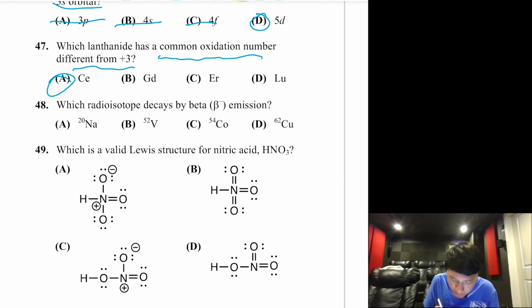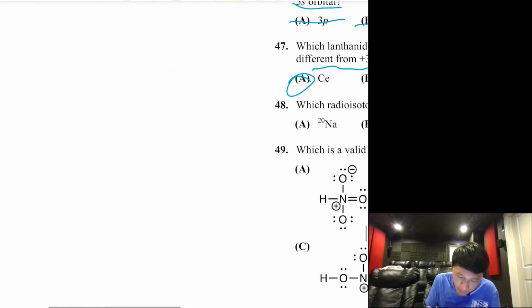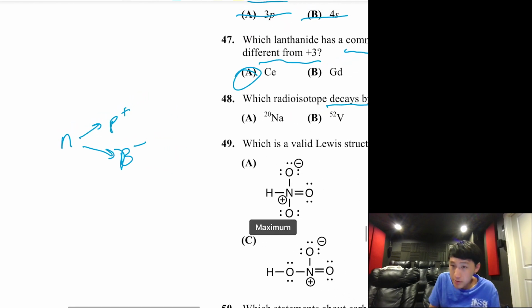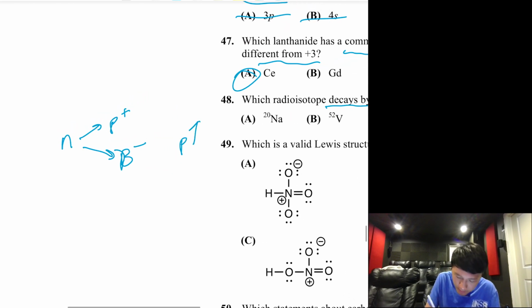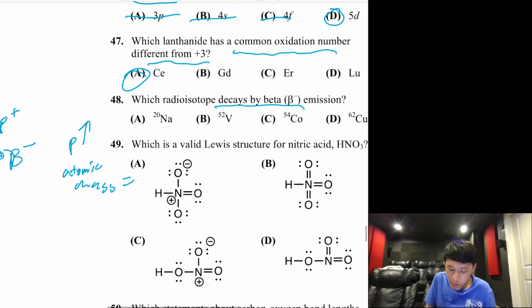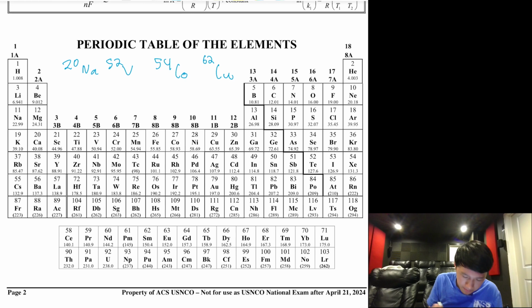Problem 48. Which radioisotope decays by beta minus emission? So in beta minus emission, what we have is a neutron, and it decays into a proton and loses its beta minus particle, which is an electron. So in the process, what happens is the proton count goes up, and atomic mass stays the same. It doesn't change. So we need to consider which one of these isotopes that would benefit. We can use the periodic table to help us out.